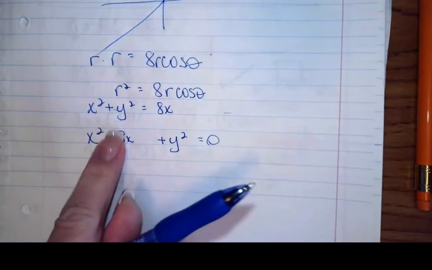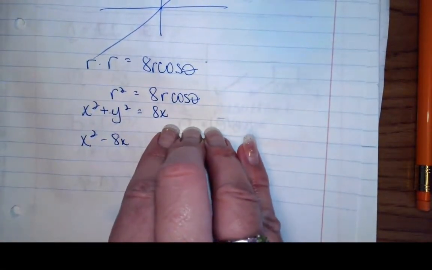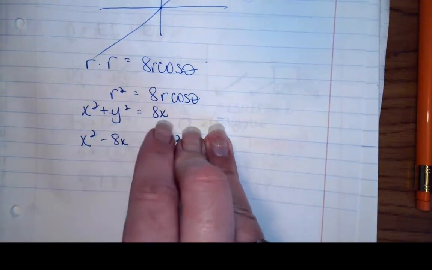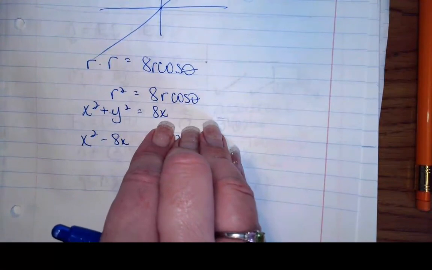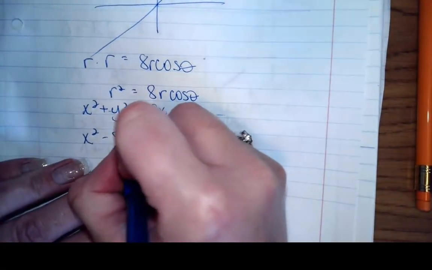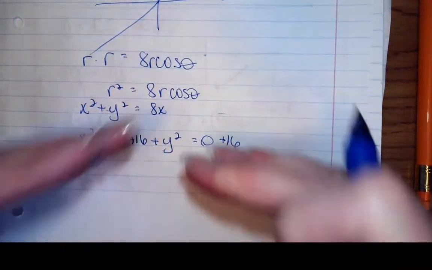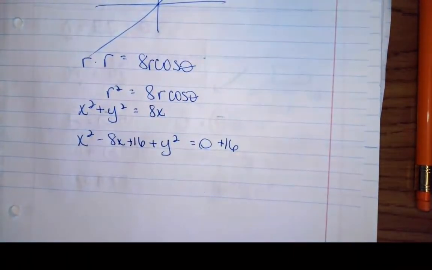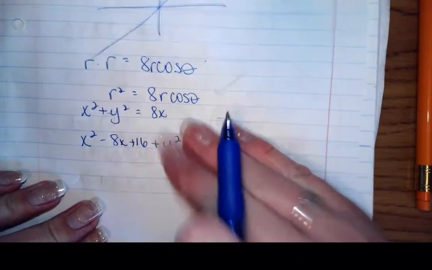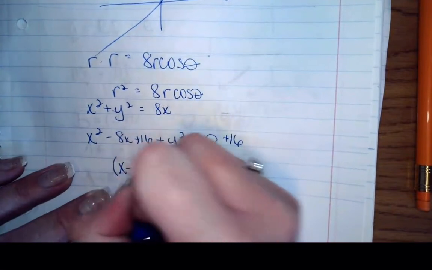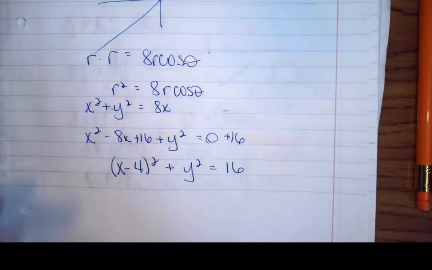And then I'm going to complete the square on x. So ignore everything else. How do I complete the square? Take half of what's going to be your middle term, so that's -4, and square it. So -4 squared is going to be positive 16. So I just created a 16 on both sides. I'm allowed to do that because I did it to both sides, so I maintain equality. And now when I factor just this part, I end up with x minus 4 squared plus y squared is 16.